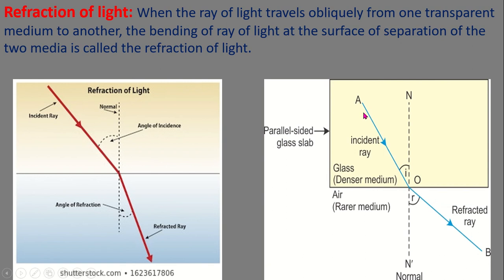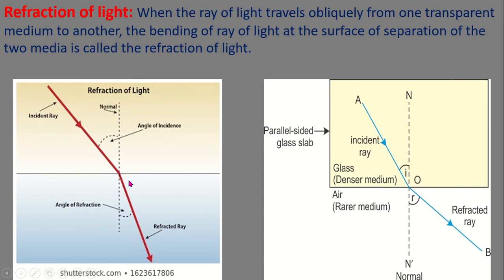Here you are seeing another picture. Look here, light is incident from the denser medium to the rarer medium. In the previous case we have seen that the incident angle is greater than the refracted angle, but here we are seeing the incident angle is less than the refracted angle.